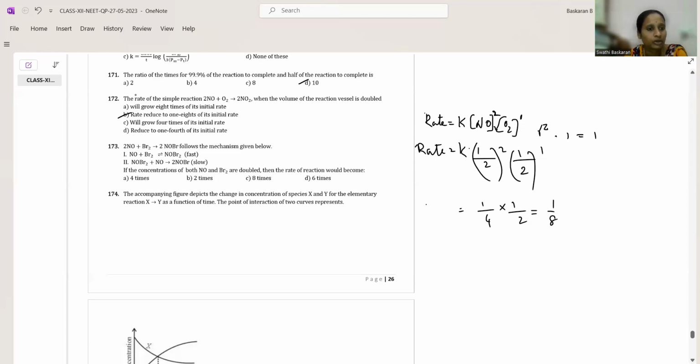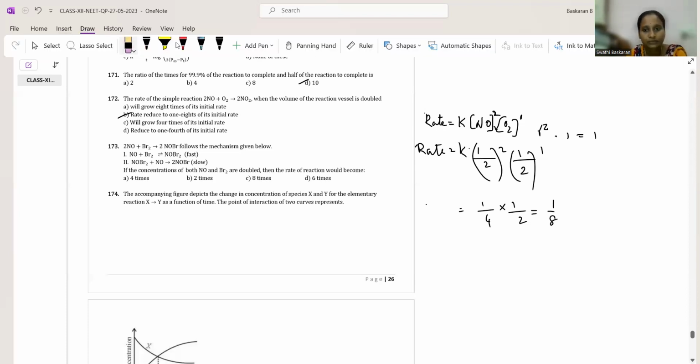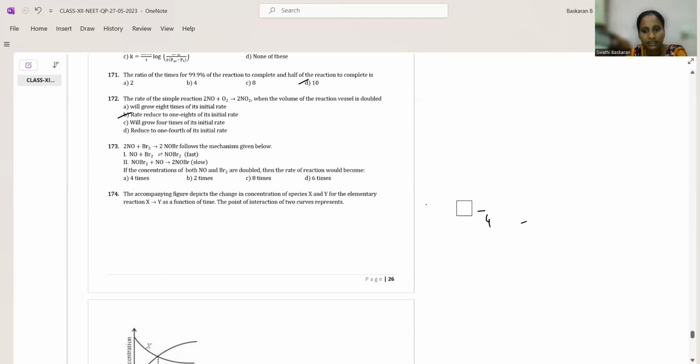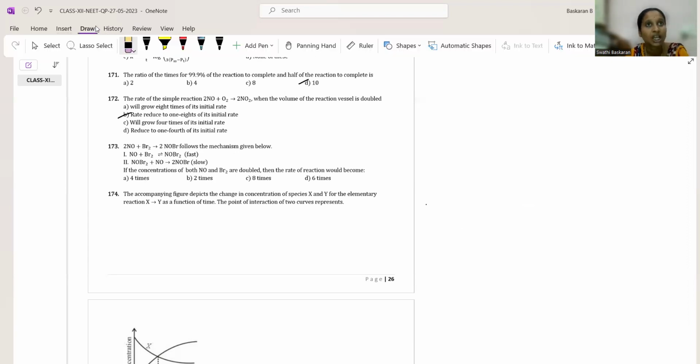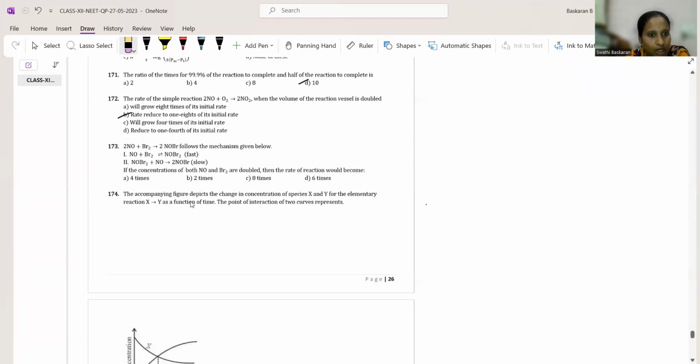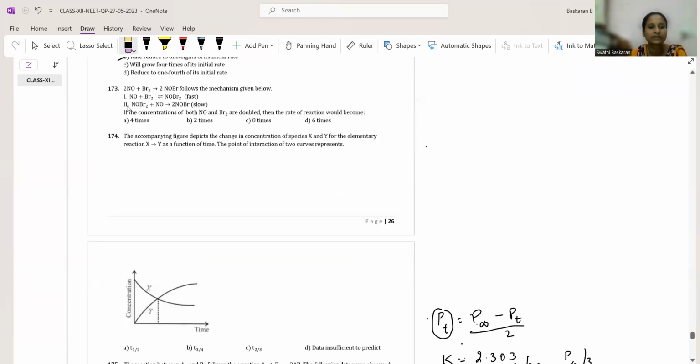Okay, so hope you understood this. Now we will take up one more question quickly. The next question is once again based on the same equilibrium reaction mechanism which we have already seen in one of the examples. Do you remember which question? The 167th question. So according to that, we will be solving the 173rd question.